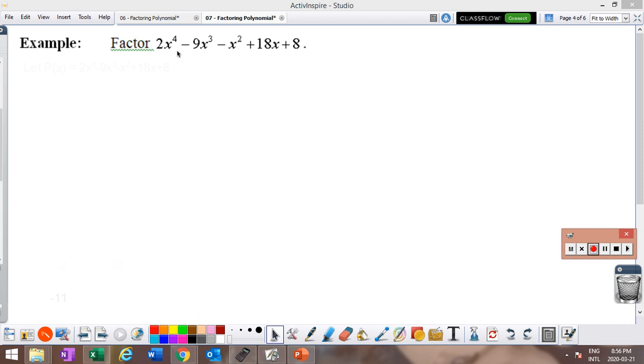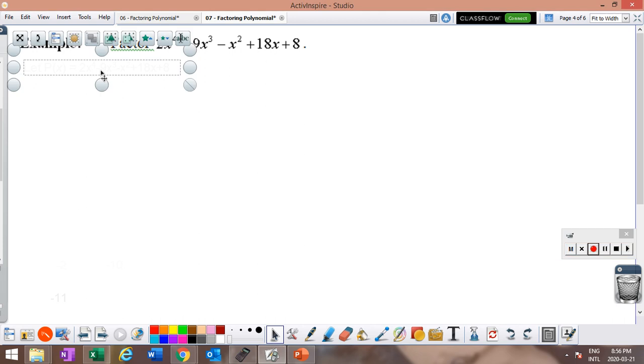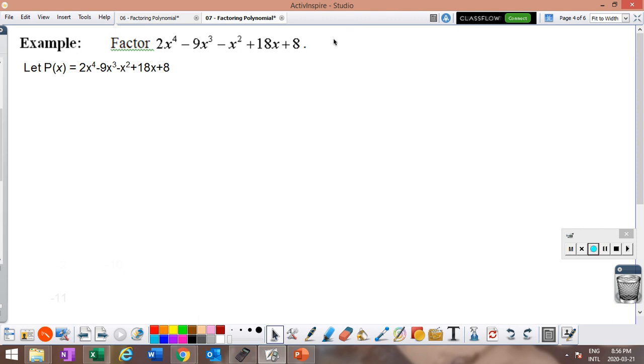Okay, you get handed this polynomial, and I went degree 4 instead of degree 3, and it says factor 2x to the power 4 minus 9x cubed minus x squared plus 18x plus 8. Here's a little hint. Instead of just being random numbers that we're going to sub in here, we are going to let p at x equal 2x to the power 4 minus 9x cubed minus x squared plus 18x plus 8. Just like you did in the assignment, we'll say, okay, if this is the polynomial I got to factor, I'm going to give it a name, p at x equals. That way I can do my subbing and have a regimented procedure for subbing things in.